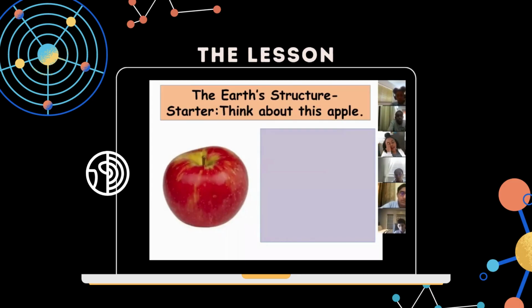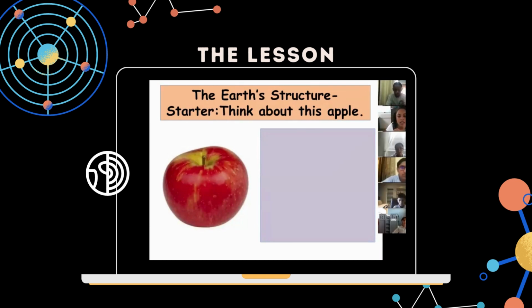About an apple, imagine it's in your hand right now, right? You're about to eat it. And I want you to ask yourself, what does this have to do with the Earth structure? How can we compare this apple to the structure of our Earth? What is it, do you think, that they have in common? Maybe think about the different layers there.